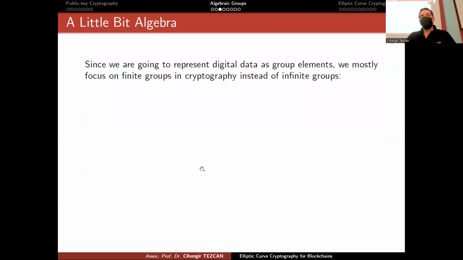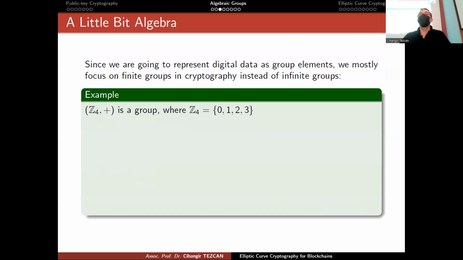But since we are going to represent digital data as group elements, we mostly focus on finite groups in cryptography instead of infinite groups. So far, all of the examples I showed you, integers and rational numbers, have infinitely many elements. So let's focus on sets that have finitely many elements. Let's focus on Z4, which has the elements 0, 1, 2, 3. Another notation for this would be Z divided by 4Z. For me, both of them are the same, but I'm going to use this notation.